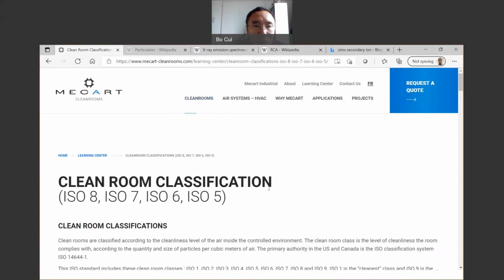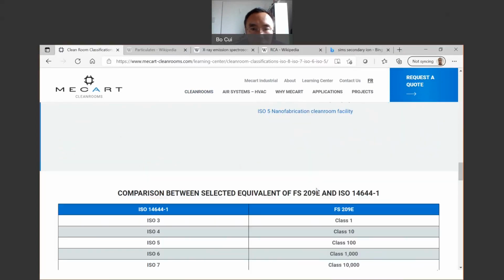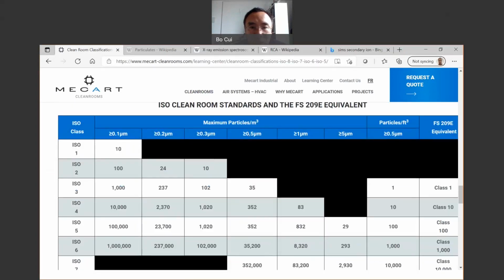14644-1. This is the clean room classification. For example, you look at here, this is the conversion. ISO 3 corresponds to class 1, class 10 is ISO 4. So class 1 is 1 particle per cubic foot. Then this corresponds to 35 particles bigger than half micrometer per cubic meter, since 1 cubic meter equals about 35 cubic feet.